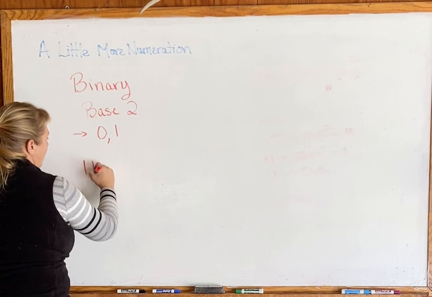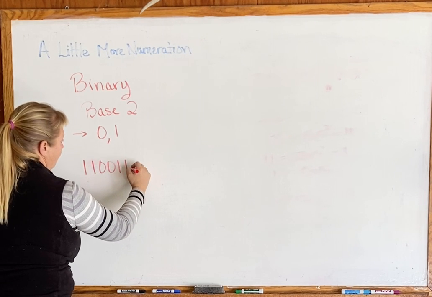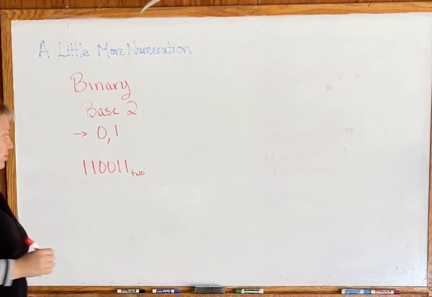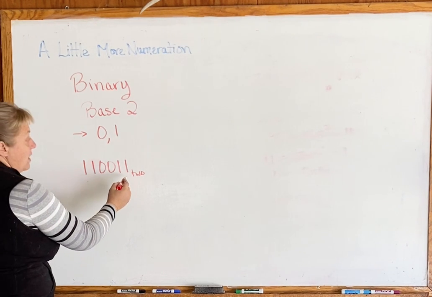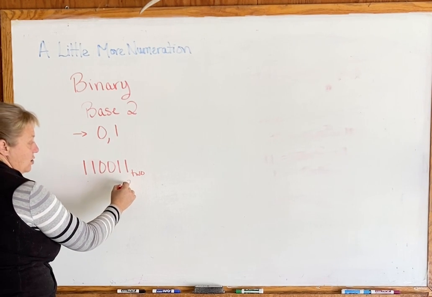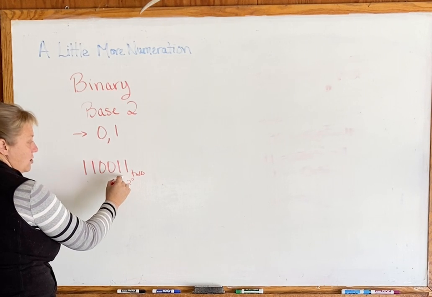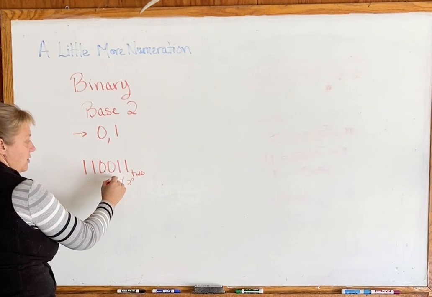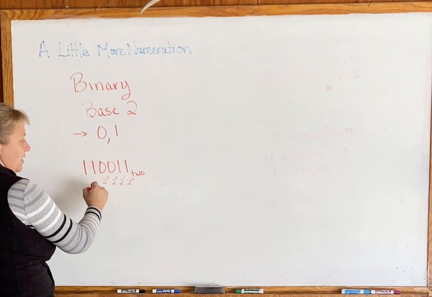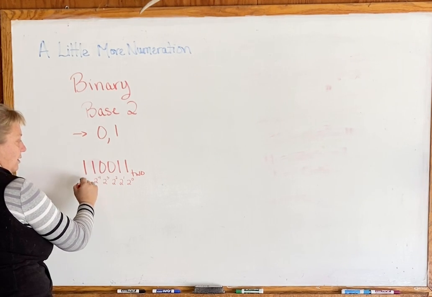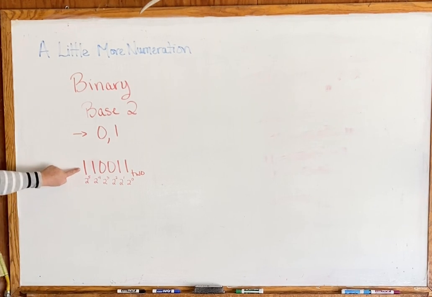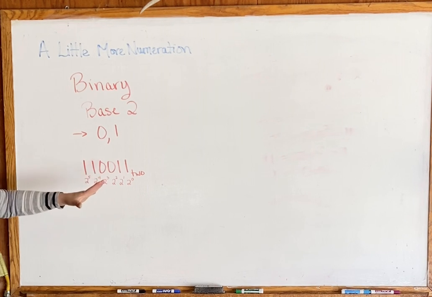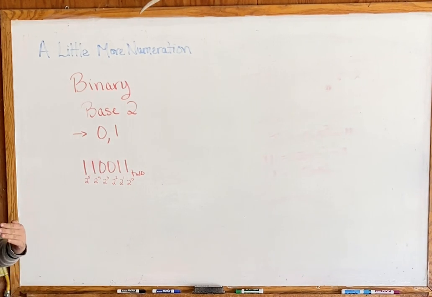Let's say they gave us 1, 1, 0, 0, 1, 1 in binary or base 2. And they want us to change this into regular base 10. So now remember, again, this is going to be 2 to the 0. This one is 2 to the 1, 2 to the 2, 2 to the 3, 2 to the 4, and 2 to the 5. Now, there either is 1 or there isn't 1. That's our 2 options, and that's why binary is nice. It either is or isn't.